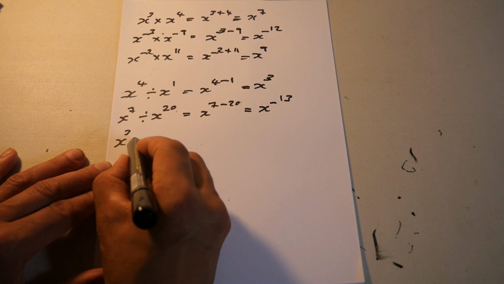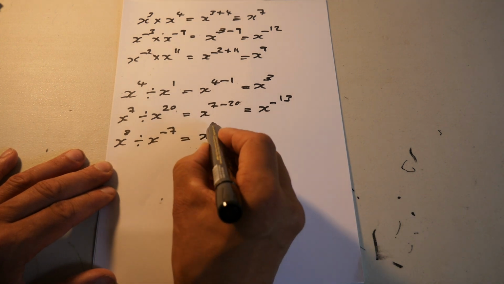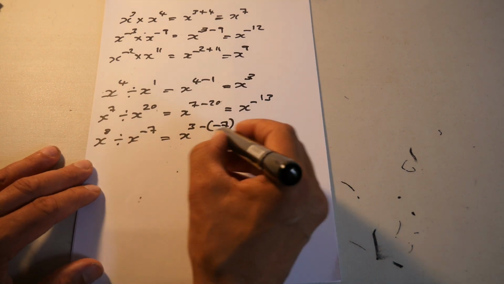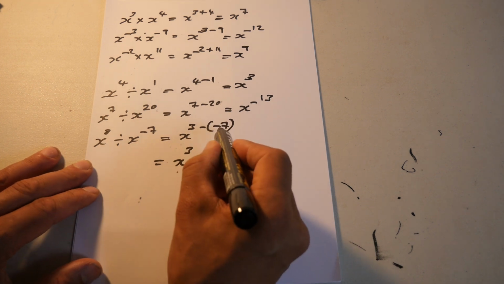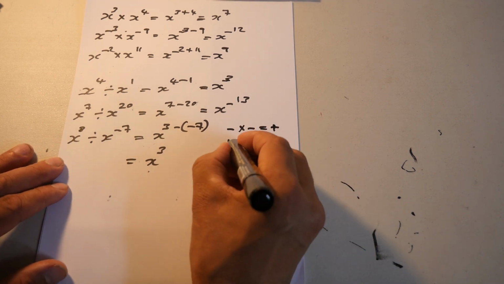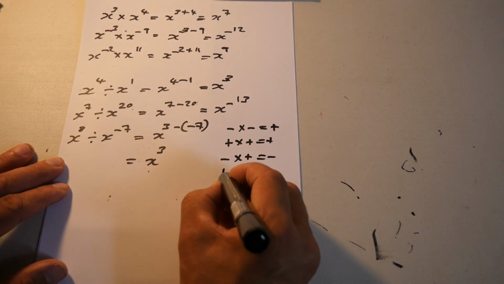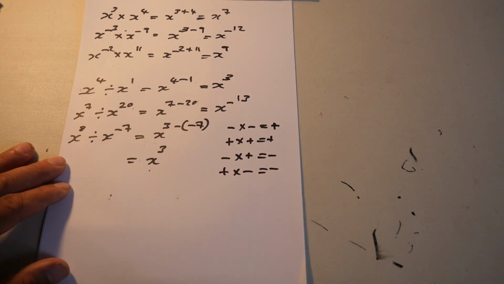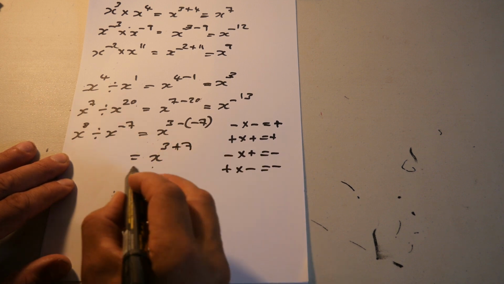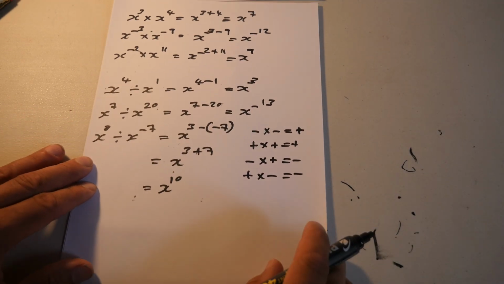Next, x to the 3 divided by x to the minus 7 equals x to the 3 minus minus 7. Okay? So it's taking away minus 7, which is equal to x to the 3 plus 7. Minus times minus is plus, okay? Remember, plus times plus equals plus. Minus times plus equals minus. Plus times minus equals minus, okay? So, 3 plus 7, okay? Which equals x to the power of 10, okay?